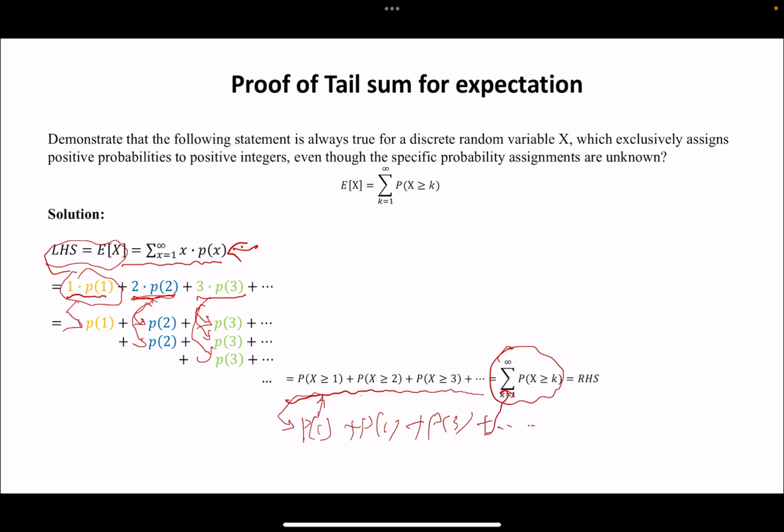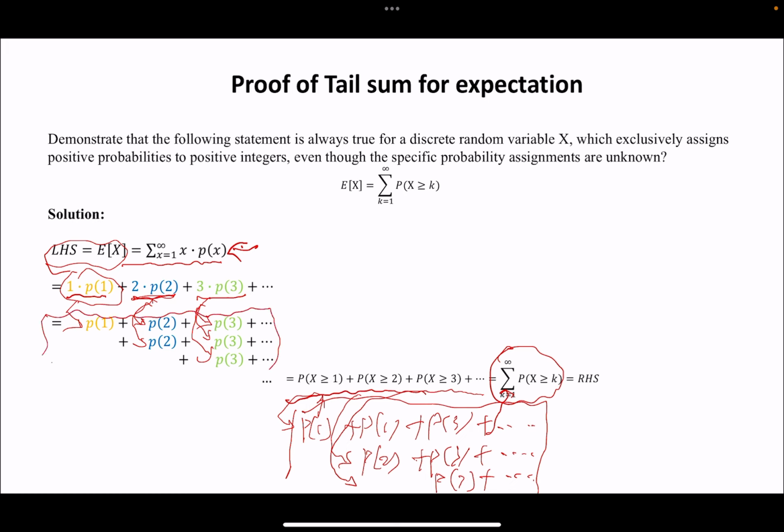So this is the probability of X greater or equal to 1. Then the probability of X greater or equal to 2 you can write as p2 plus p3 until infinity. And similarly, the probability of X greater or equal to 3 is nothing but p3 plus p4 until infinity. So you see this is exactly the same as this. Hence, the left-hand side of the equation is equal to the right-hand side of the equation. Then the proof is already done.